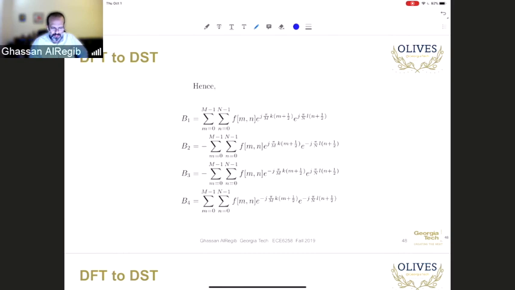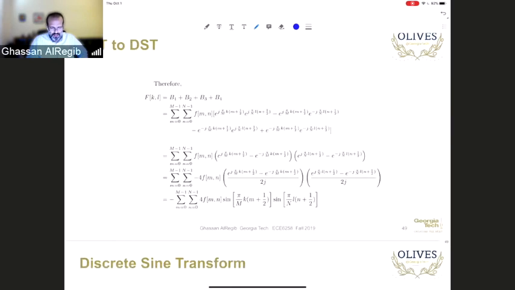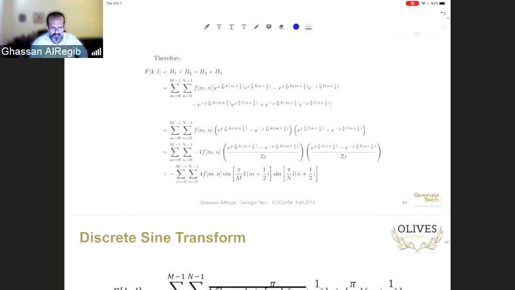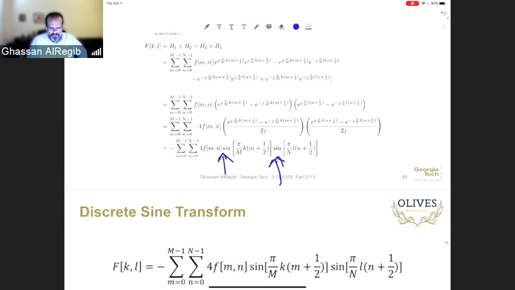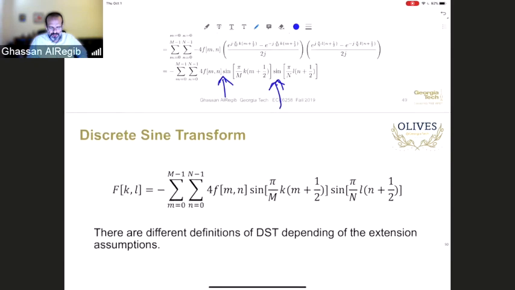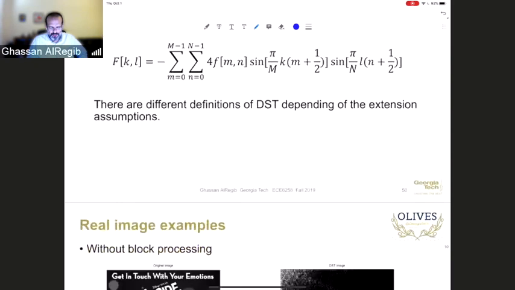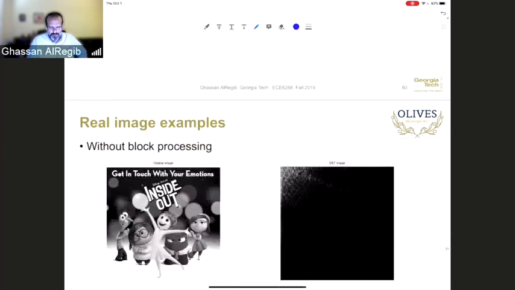So the double summation, f of m and n, and then I have these exponents. Now I put these exponents next to each other, and I observe they're nothing but a sine times a sine. That's the difference. So now we have a different basis function. It's the sine, not the cosine in this case. So you can think of this as the imaginary part of our Fourier transform or basis function.